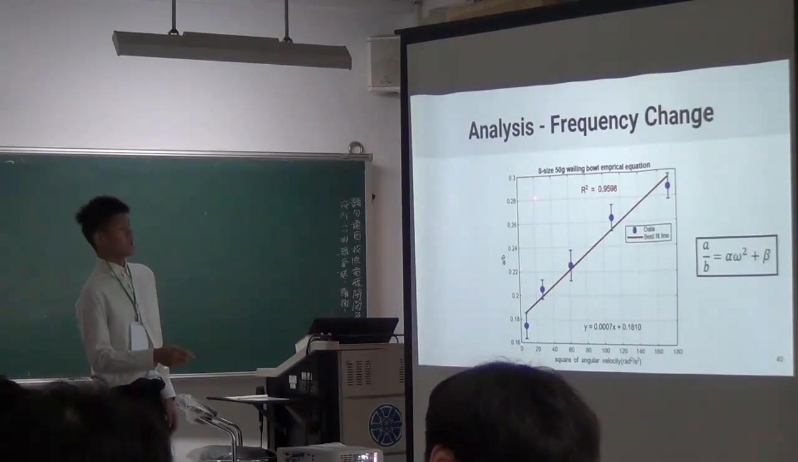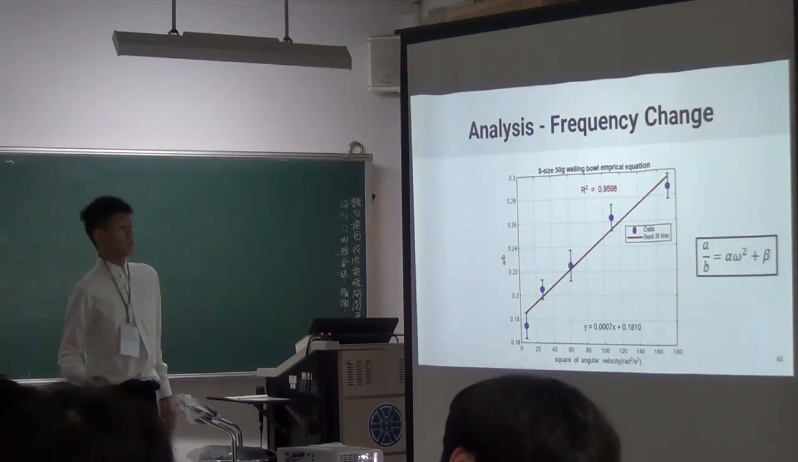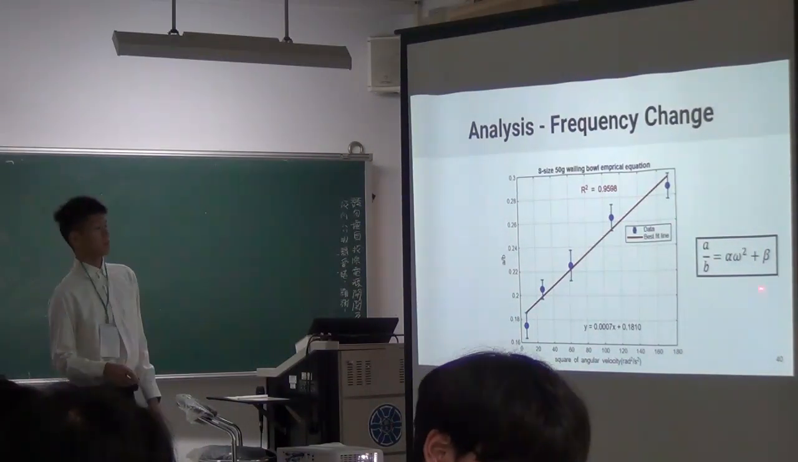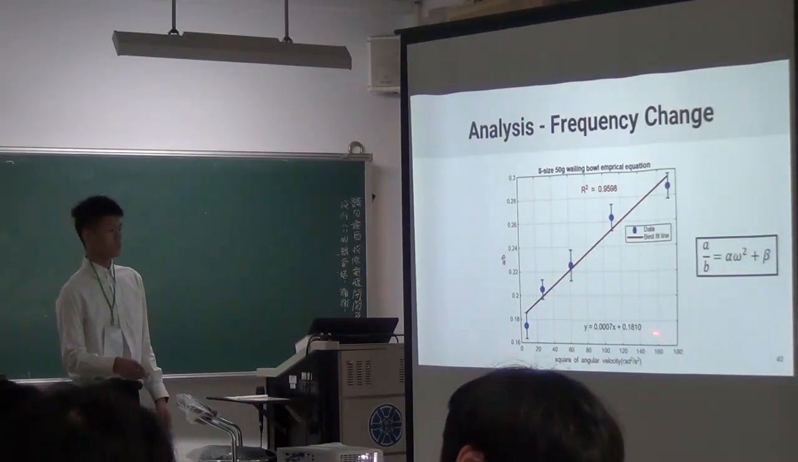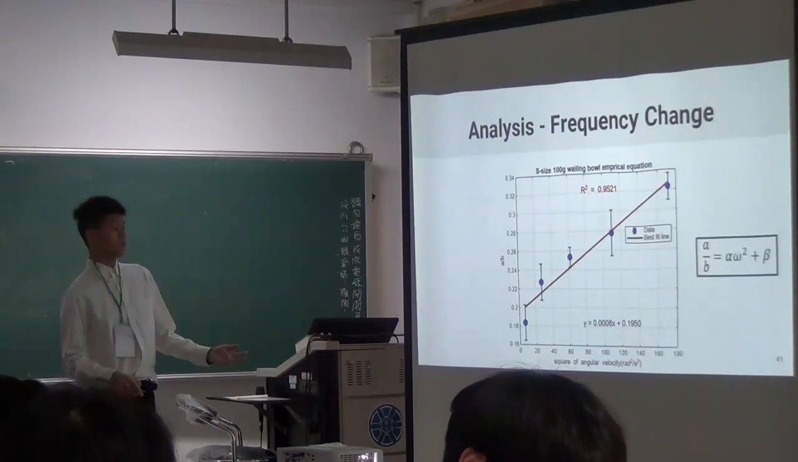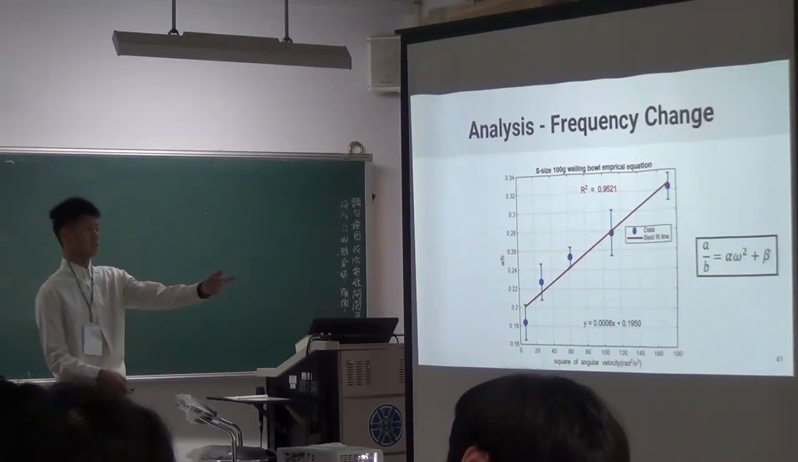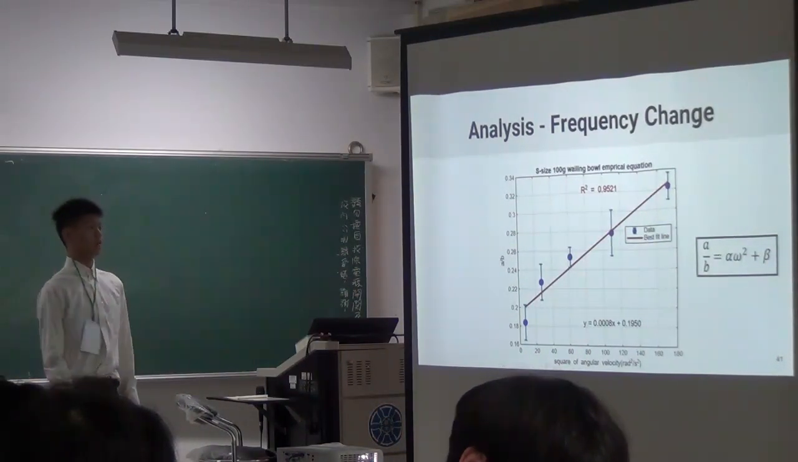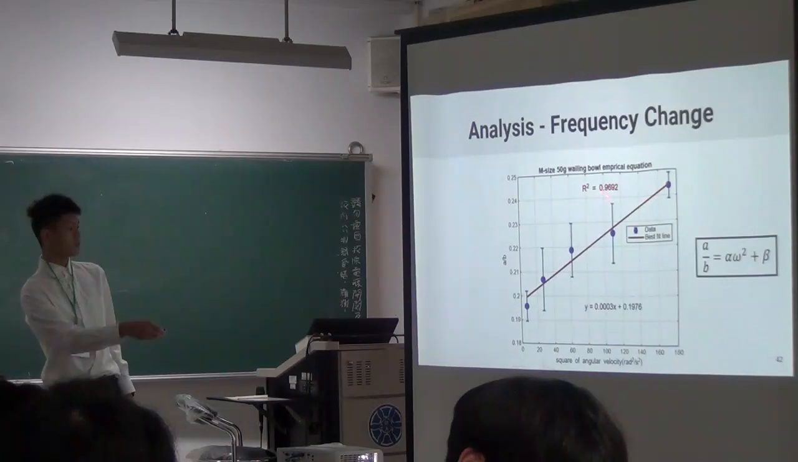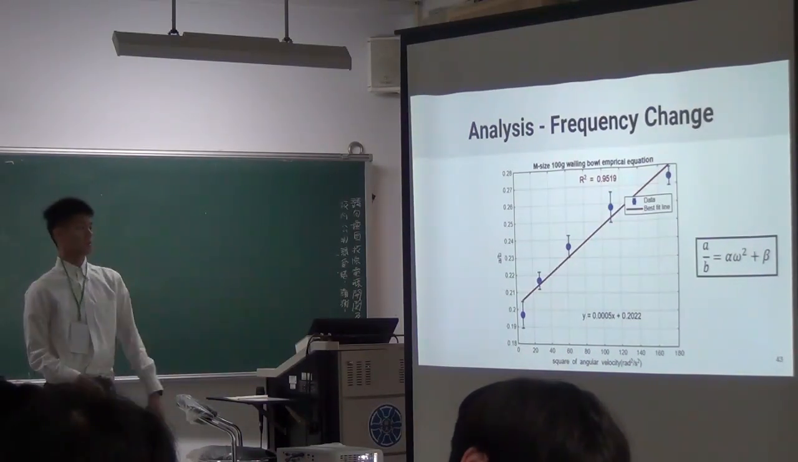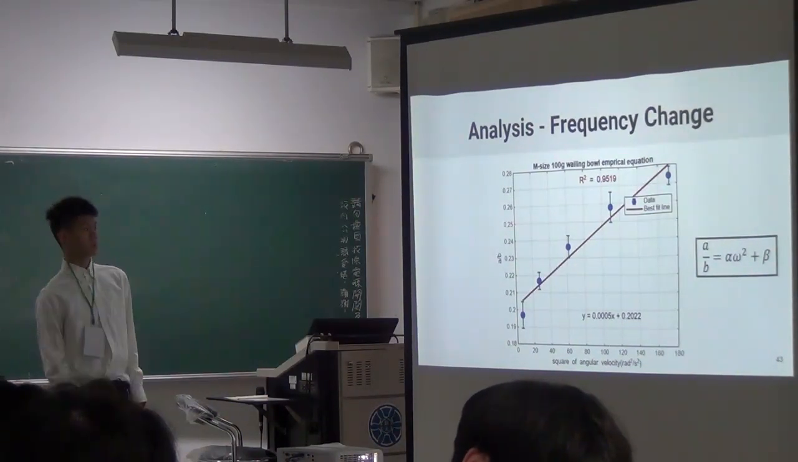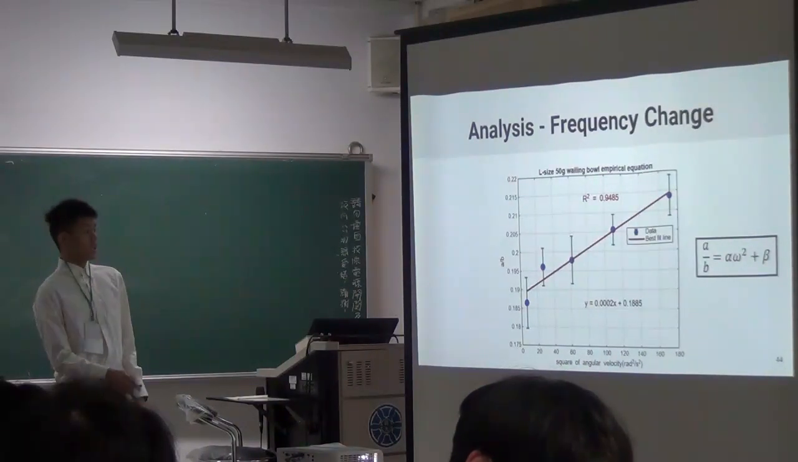So as you can see, for the S size 50 grams wailing bowl, the data can be written into this equation. And later on, I would like to compare the alpha value and beta value. Okay, so this is the 100 grams group. Let's move on. This is the M size 50 grams. Okay, M size 100 grams. L size 50 grams.